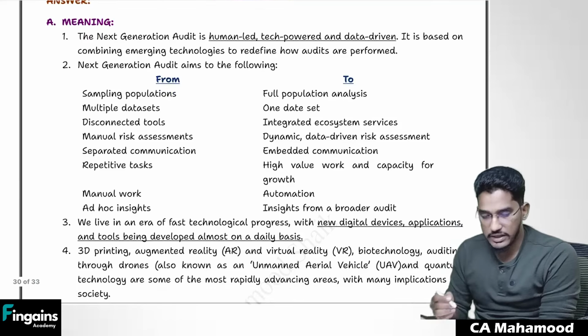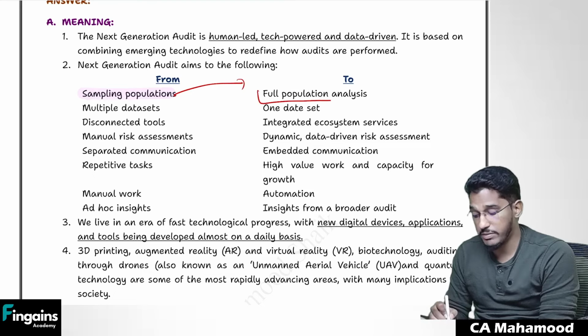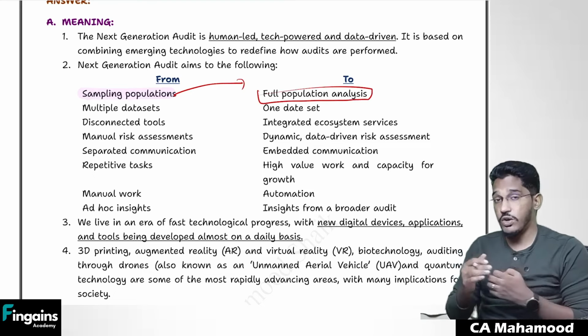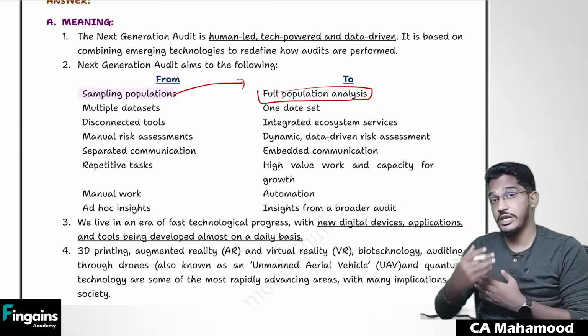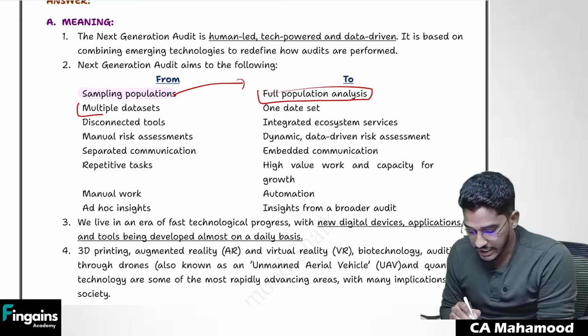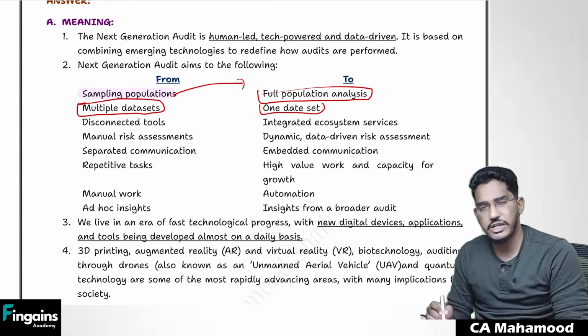In today's environment, we are doing sampling, verifying the transactions on a sampling basis. But in the next generation, we might get a software where we no longer need to rely on sampling. We might have a software which can do 100% verification. Today we need multiple data sets, but in the next generation audit, on one data set we can do all the work.